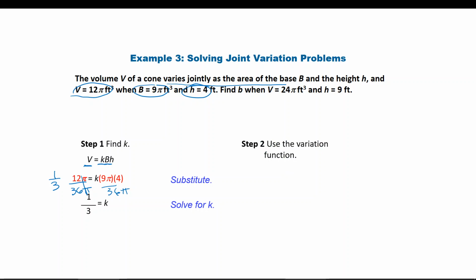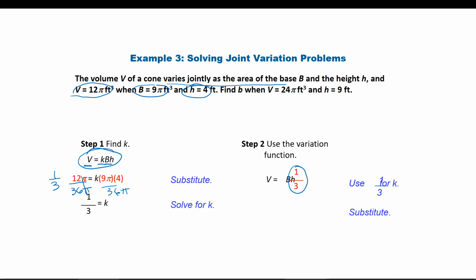Once we know that, we're going to do the second step, and we're going to use the variation function again, which we saw, V equals k times bh. V varies jointly. So we're going to use 1/3 for our k. And my program didn't come out very well, but base times height times 1/3 is the volume.